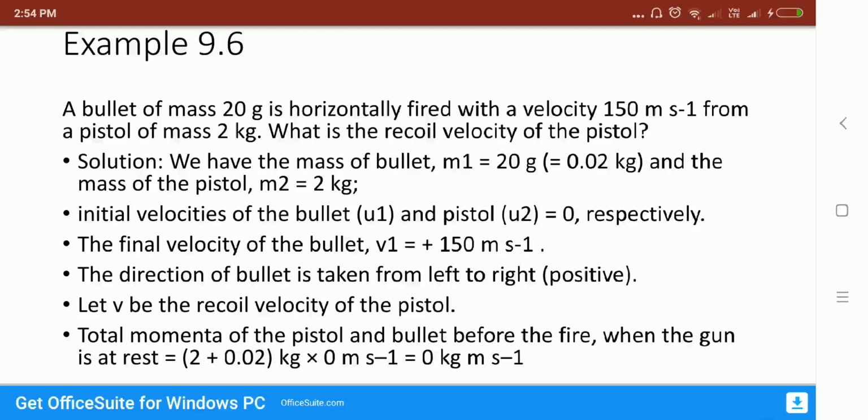So the total momentum of pistol and bullet before firing is M1U1 plus M2U2, that is the 2 kilogram mass times 0 plus 0.02 kilogram times 0, which is the initial momentum, 0 kilogram meter per second. So the initial momentum of bullet and pistol is 0.